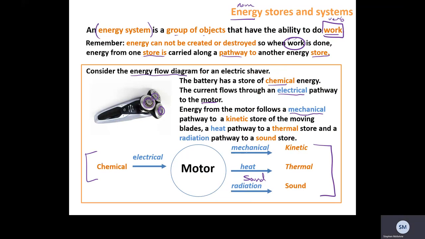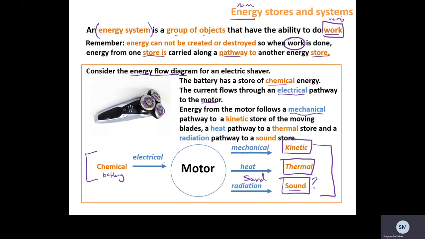So this energy flow diagram: chemical energy in the battery goes through an electrical transfer to a motor, which converts that electrical transfer into a mechanical transfer to increase the kinetic store, allowing those discs to spin. Also increases the thermal store, making the shaver and the motor warm. And the sound store doesn't really exist, but sometimes pops up in some papers and questions because you can hear things.